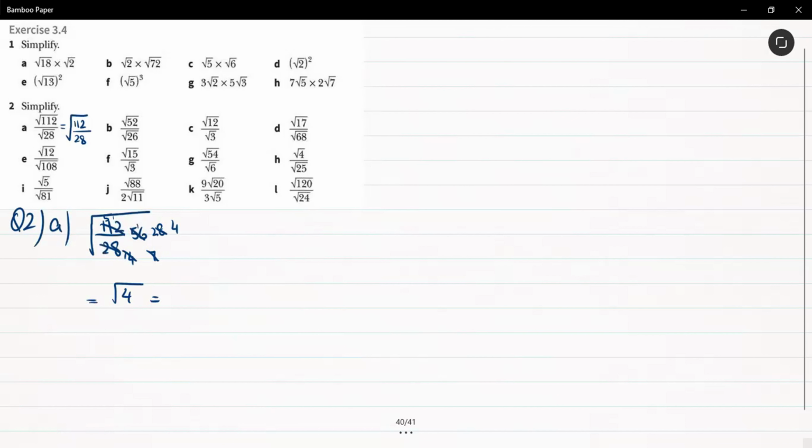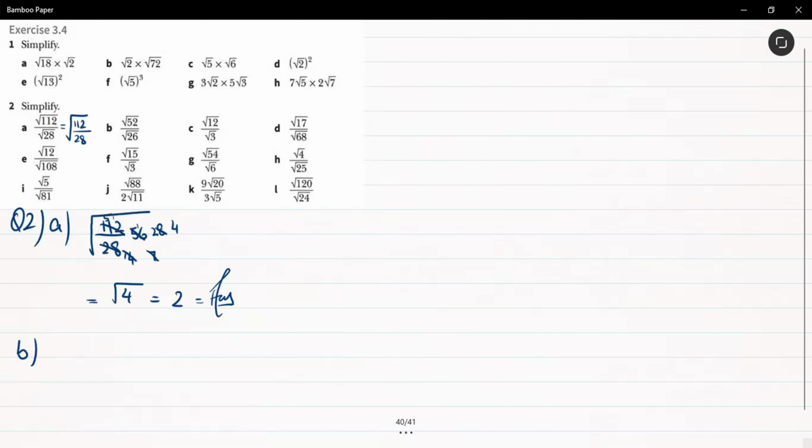And what is the under root of 4? I hope you all know that under root of 4 is obviously equal to 2. So that is our answer for part A, question number 2. Again, basic things, not much of a big deal.